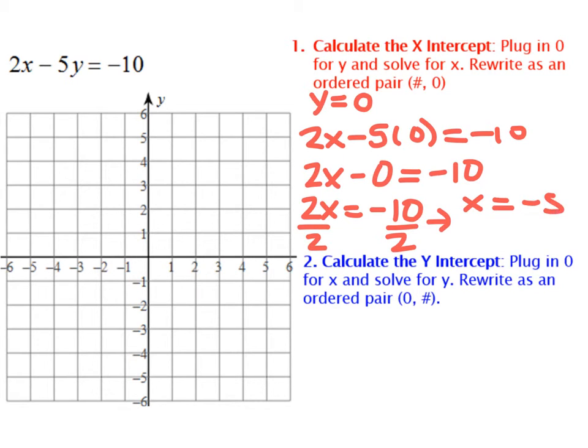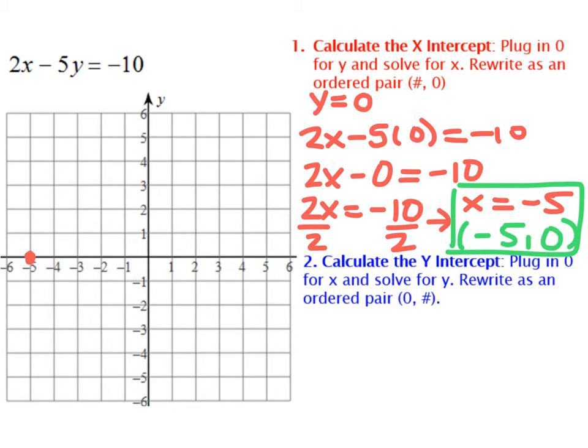equals -5. So this means that the x-intercept is at the point -5, 0. So we could graph this point on the coordinate plane. So I'm going to go to -5 on my x-axis and plot the point right here.